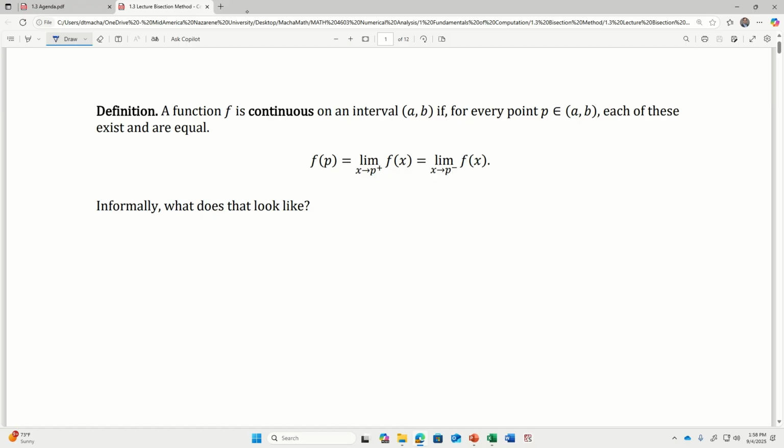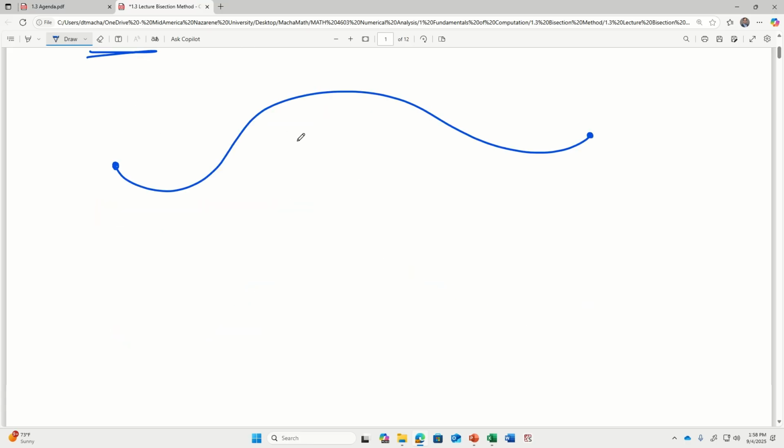In other words, you say the two-sided limit exists. And it has to be equal to the function evaluated at that point. And if that's true for every point inside of an interval, we say that the function is continuous on some interval. When we talk about this informally, a continuous function is one where you can set down your pen and draw the whole curve without picking up your pen, right? Anytime you have to lift your pencil up off the paper, that would be a discontinuity, but this is continuous.